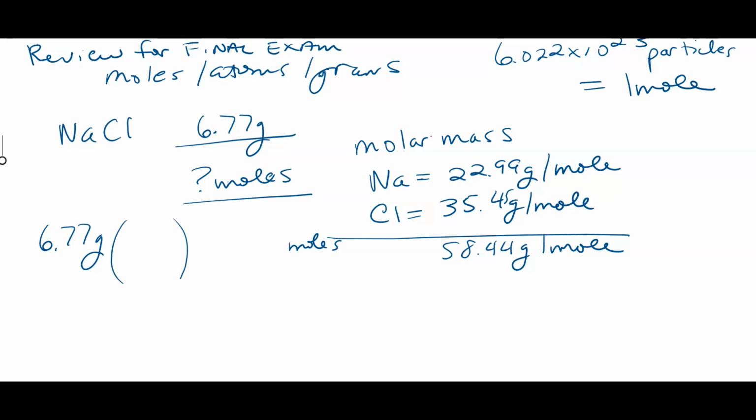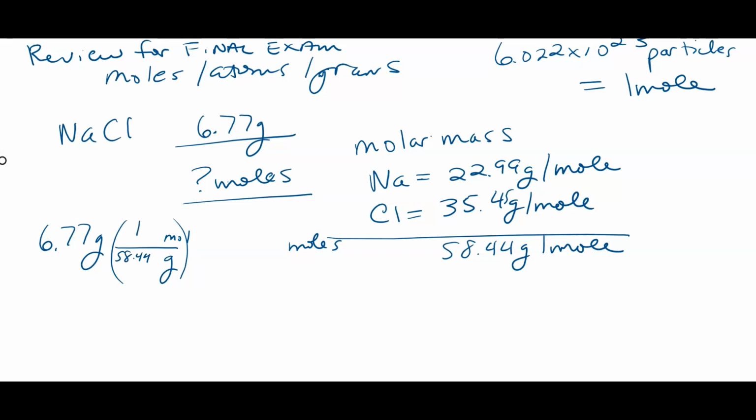So I'm going to have to do a conversion factor. Remember, with conversion factors, you want the thing you're trying to get rid of, which is grams, on the bottom. Whatever you're trying to get rid of goes on the bottom, and what you're trying to go to goes on top. So I'm trying to get to moles. The molar mass is 58.44 grams in 1 mole.